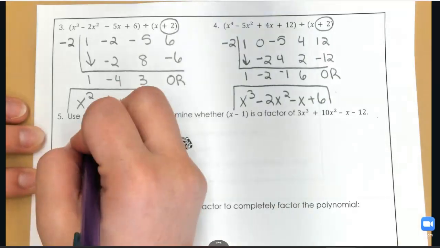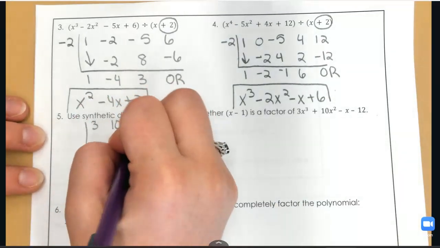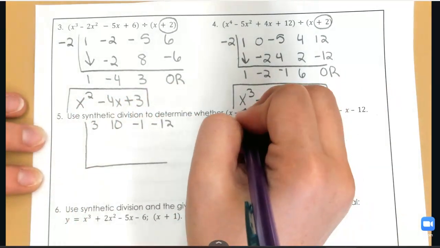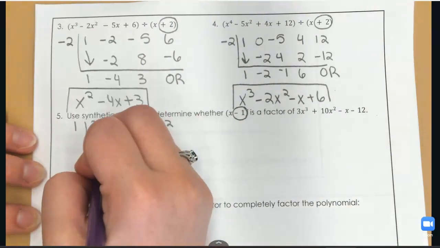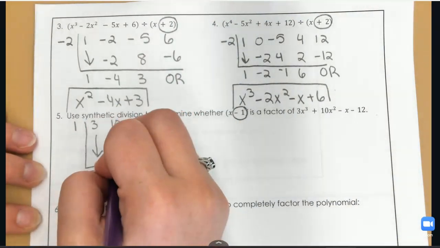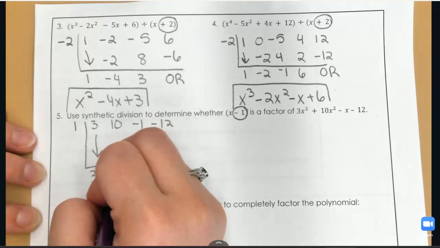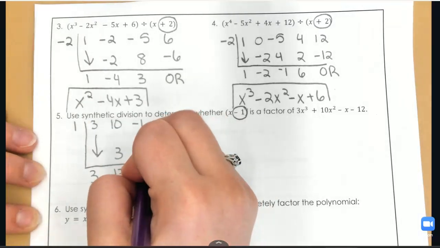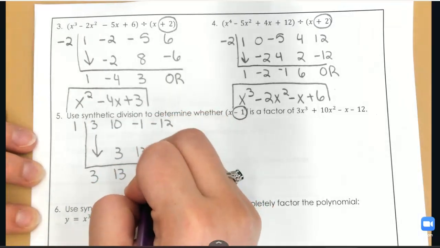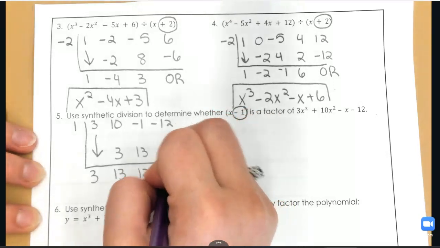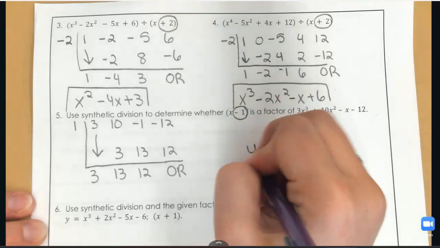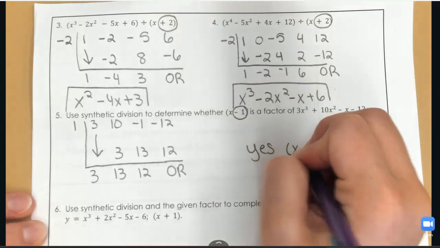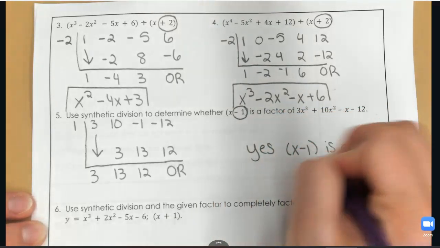So we have no missing terms here, so I can put all my coefficients in straight away. This is x minus 1, so plus 1 is what will go on the outside. Bring down the 3. 3 times 1 is 3. 10 plus 3 is 13. 13 times 1 is 13. Negative 1 plus 13 is 12. 12 times 1 is 12. Negative 12 plus 12 is 0. My remainder is 0, so yes, x minus 1 is a factor.